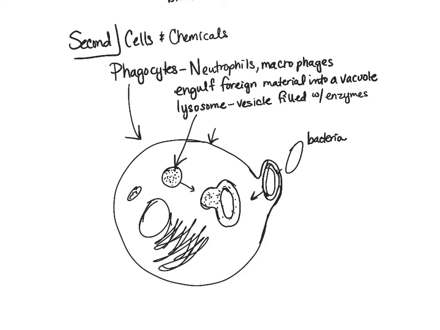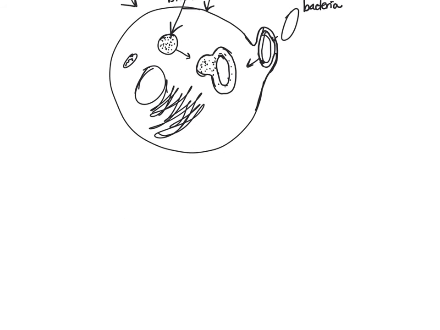And then they're going to break it down into the pieces, and then this macrophage or this neutrophil is going to use the pieces, recycle them, get rid of them, whatever it does with each of the pieces, depending on what the body needs, depending on what the piece is. So we have our phagocytes as part of our second line of defense. It's going to engulf this foreign material, bring it in, break it down. Then we also have our natural killer cells as part of our second line of defense.